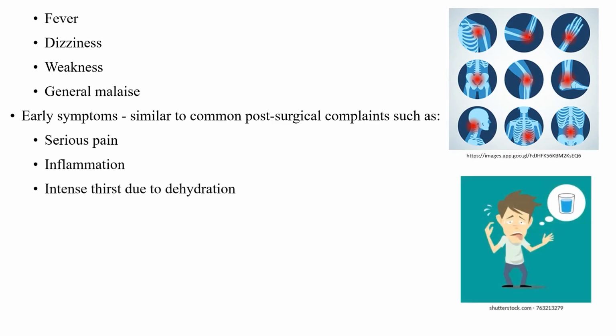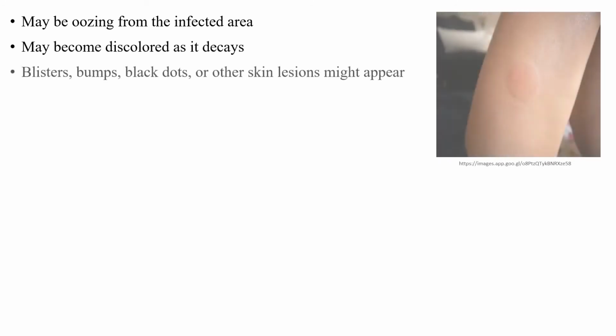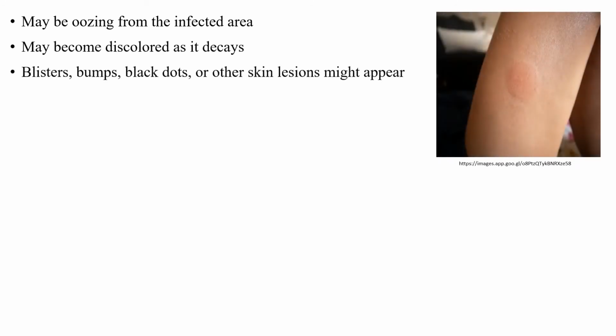The early symptoms are also similar to common post-surgical complaints such as serious pain, inflammation, intense thirst due to dehydration. You can also develop a painful red bump which is typically small. However, the red bump does not stay small. The pain will become worse and the affected area will grow quickly. There may be oozing from the infected area or it may become discolored as it decays. Blisters, bumps, black dots, or other skin lesions might appear.